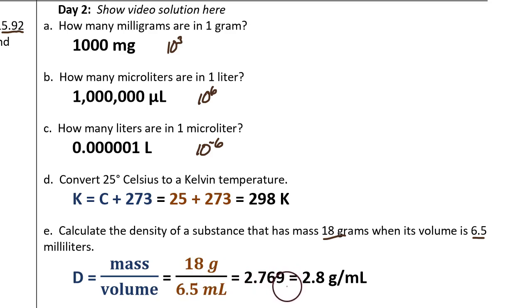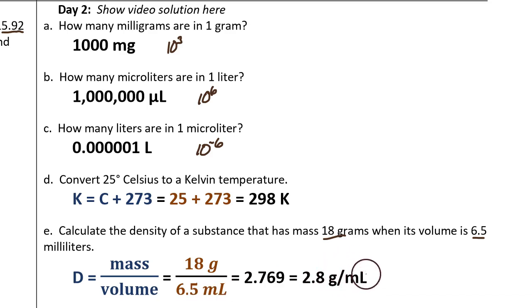But now we need to think about rounding. So look at the numbers in the division. This number has 2 significant figures, and so does the one in the bottom. So our answer can have 2 significant figures. So I rounded to 2.8 grams per milliliter.